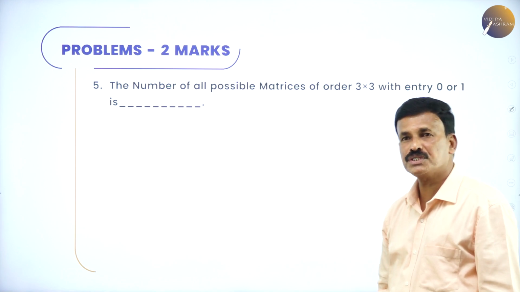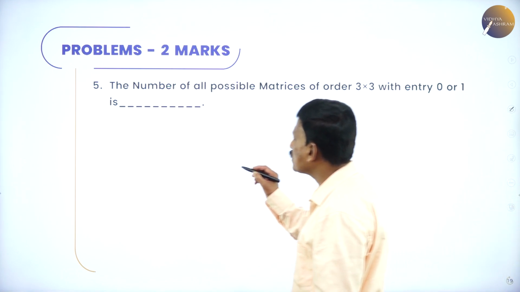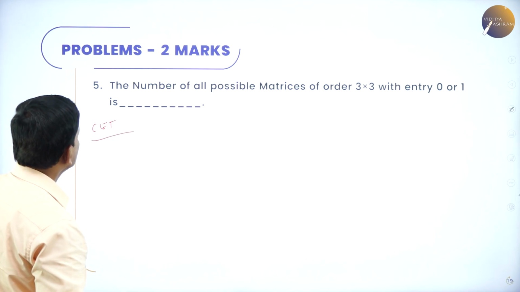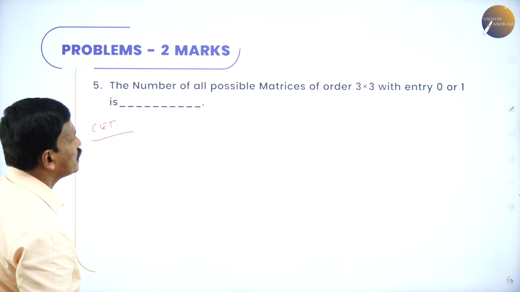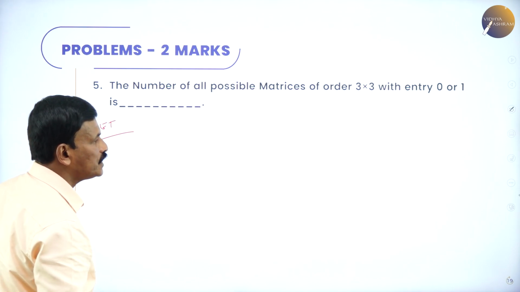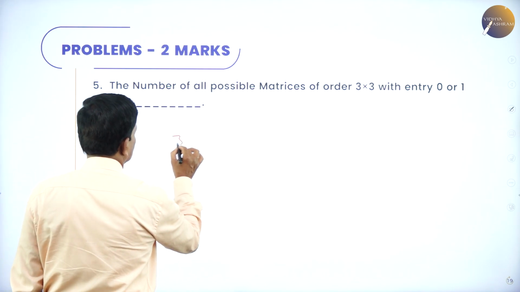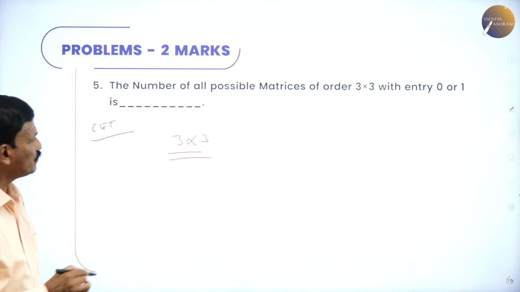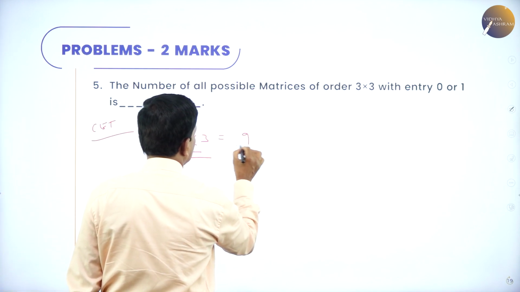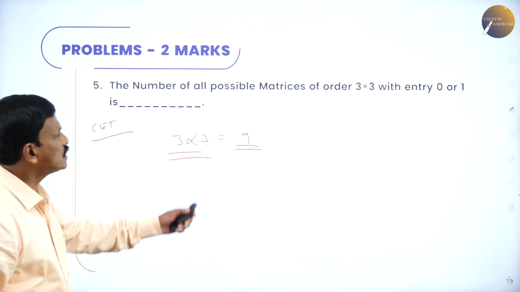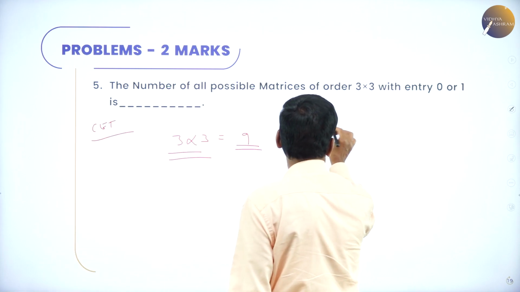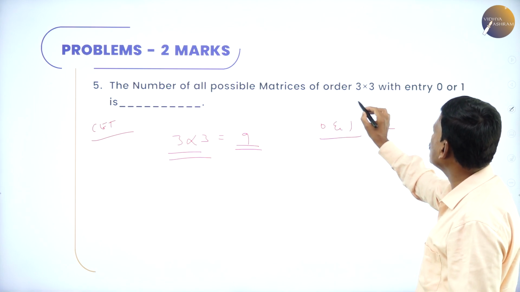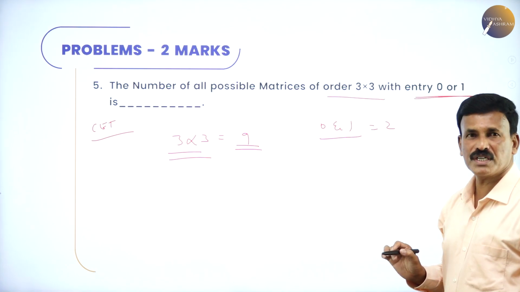Question. This is also an important question. This question they may ask in CET also. This is important for your CET, KSET examination. The number of all possible matrices of order 3 cross 3 with entries 0 and 1. So 3 cross 3, as I told, in the order of the matrix itself, 3 cross 3 means it contains 9 elements. Since 0 and 1, there are 2 elements.